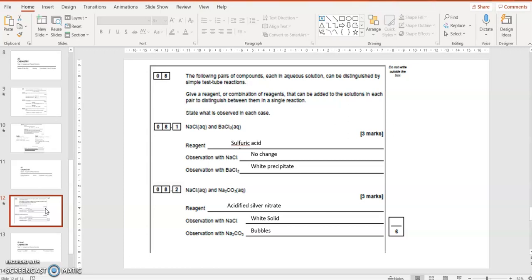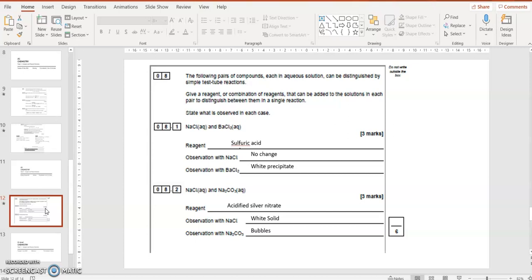Which acid wouldn't you use? Well, you wouldn't use hydrochloric acid, because hydrochloric acid is a strong acid, it dissociates in water to make Cl- ions, so you'd always get a white solid of silver chloride if you use hydrochloric acid.